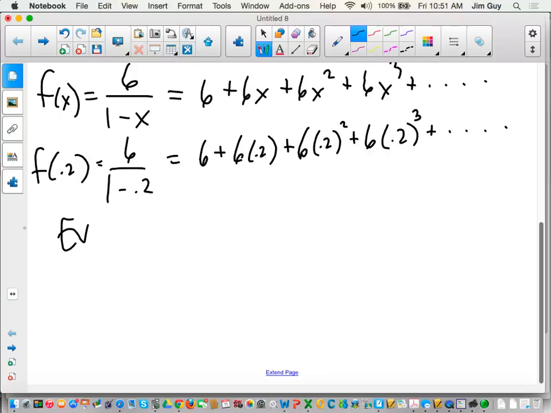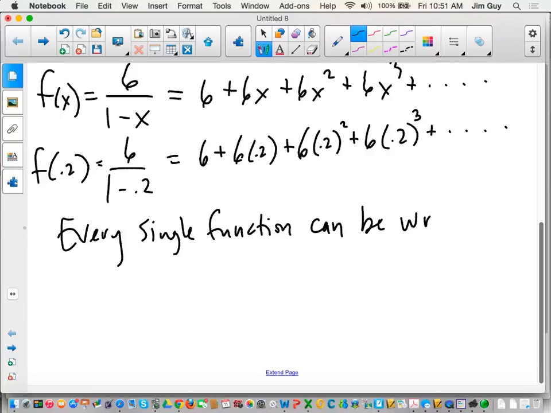Here, I'm going to tell you this, and it's really going to shake your world. Every single function, every single one, can be written as a power series. Now, when I say every one, there are a few exceptions to that. But for the most part, every single function can be written as a power series. Every one.